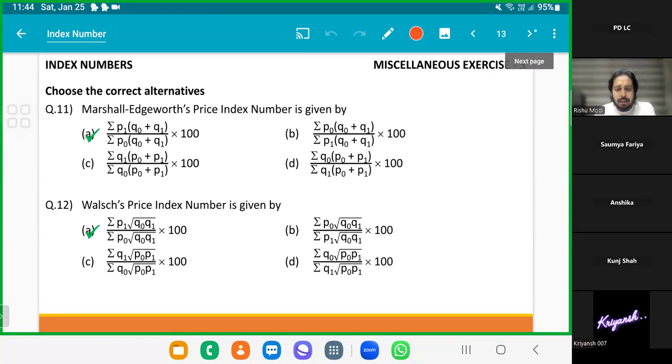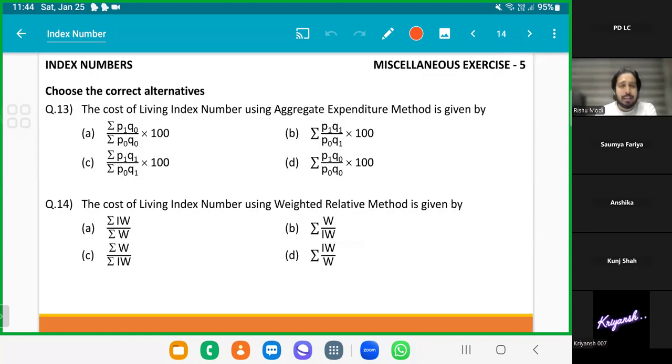Then we are left out with, I think so, cost of living index number, which has two formulas. One is Laspeyres itself. So cost of living index number using aggregate expenditure method is nothing but we are talking about Laspeyres formula, right?